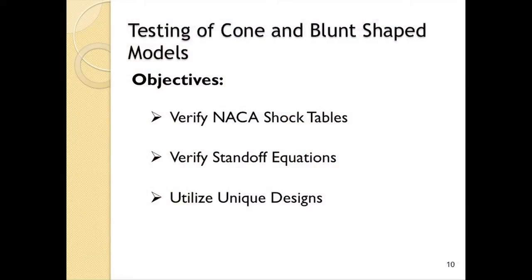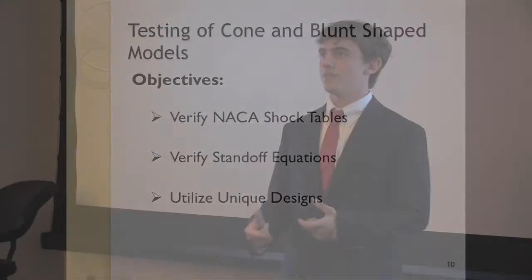So although most of our models would end up being models that we expected to form attached shocks, some of them we expected to form detached shocks. And we wanted to see how the diameter of these models affected the distance of the blunt rounded shock that formed in front of the face. The third objective for these models was that they be unique and incorporate some sort of design where we wouldn't know what to expect. We understood quite well how attached shocks work and how detached shocks work, but we wanted situations where we couldn't be quite sure what would happen, so we designed some of our models that way.